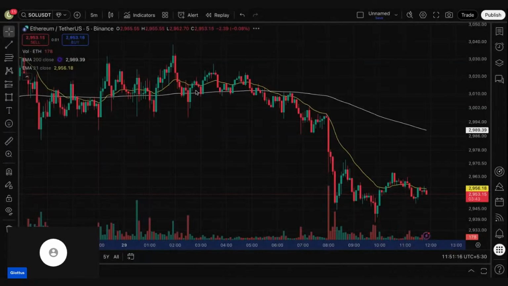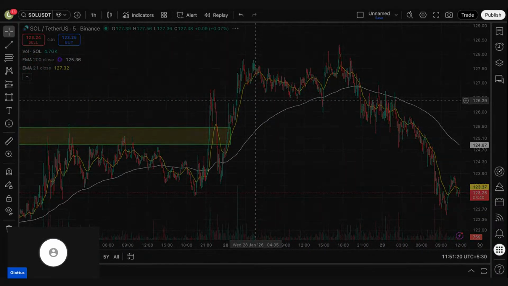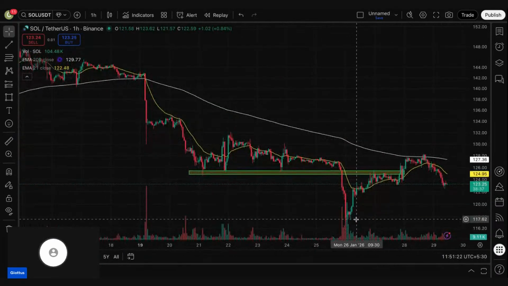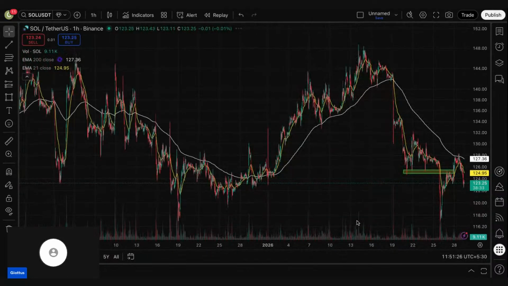Okay. Let's also have a look at Solana. So Solana is also the same. 120 is what we are expecting to hit pretty soon. The low was 117, so the low can also get hit soon. Okay.